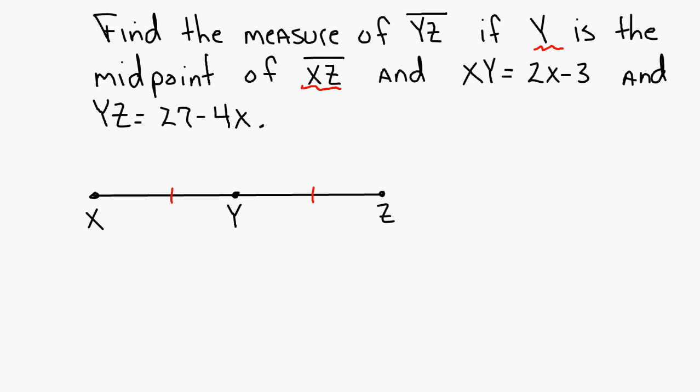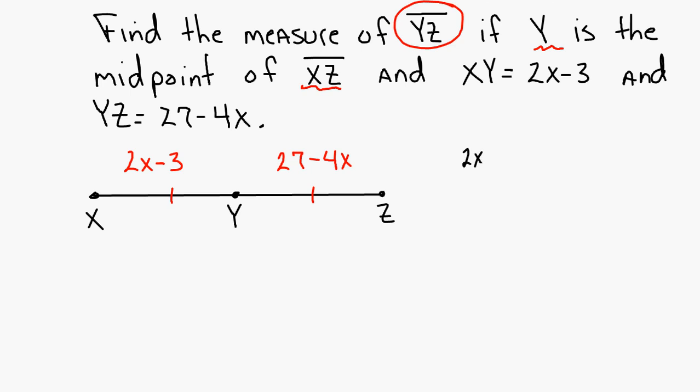So then I'm going to put information on the paper. My X to Y is 2x minus 3, and my Y to Z is 27 minus 4x. So I know that. I'm trying to find out how far it is from Y to Z. In order to find Y to Z, don't I need to know what x equals? You have two expressions that are congruent to each other, so you set them equal to each other and solve for x.